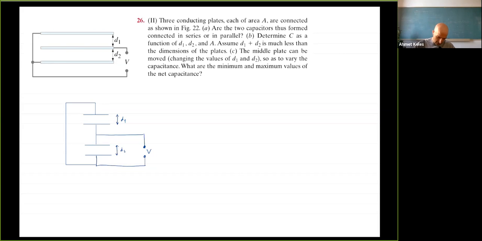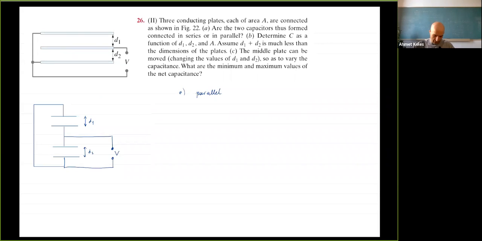Parallel, right? You can just cut this guy here and put it here and connect it like this. So you have a parallel connection by definition. So A, parallel. So B, let's move on with B.